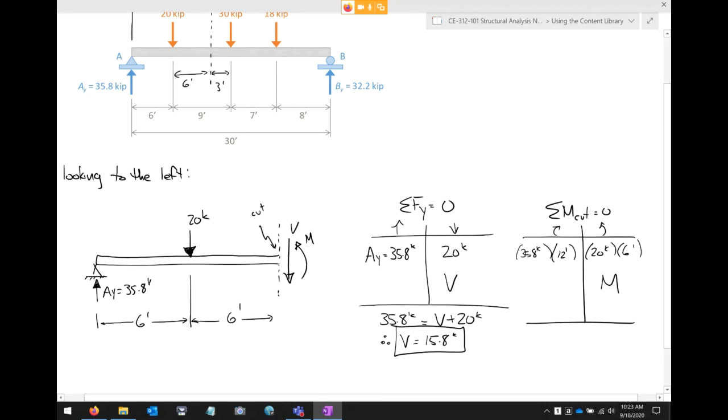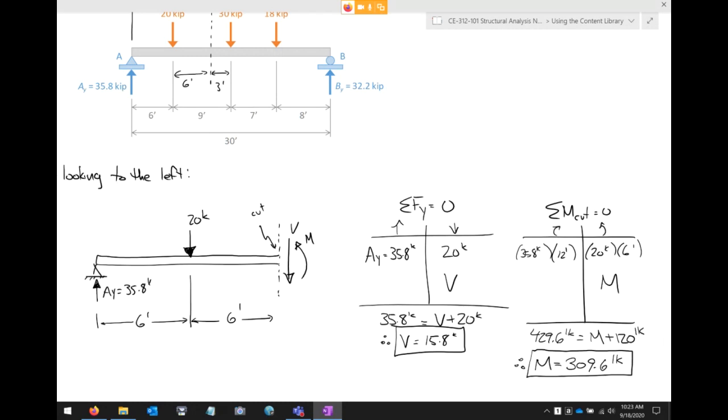And so we do a little bit of chugging. 35.8 times 12 is 429.6 is M plus 120. And remember, those units are foot kips. And so we get an M, which is positive, and it's 309.6 foot kips.